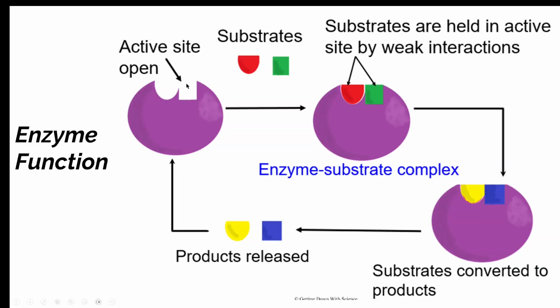And this is the part where the substrate, or the thing that is actually going to be changed from within the enzyme, is going to bind. It's going to bind right here in the active site. The substrate will bind to the active site, and they're held in by very weak interactions. It's basically kind of like a puzzle fit. There are no covalent bonds or anything like that.